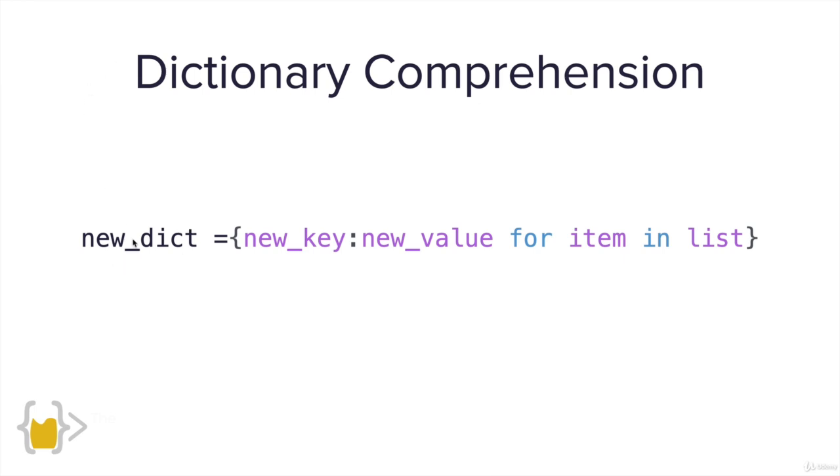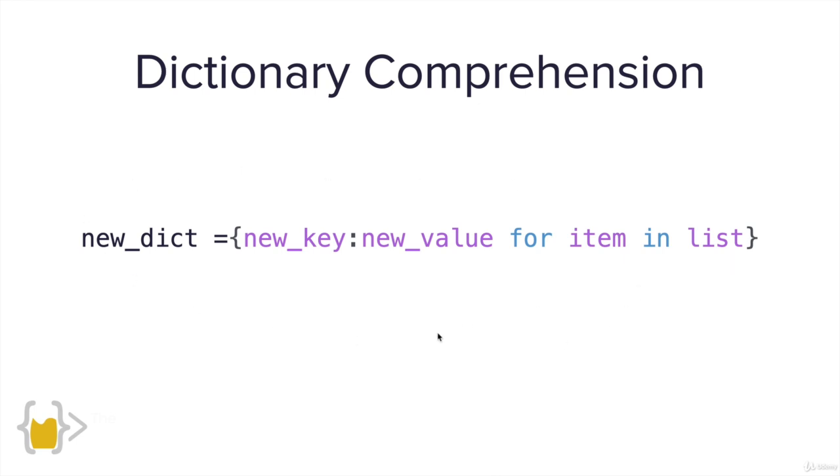We're going to create a new dictionary called NewDict, and it's going to be created using curly brackets now instead of square brackets. And inside the comprehension, we get to set the new key, the new value, and we get to loop through items in a list. So any sort of iterable, a list, a range, a string, anything you want. And this is the simplest form of dictionary comprehension. Now, remember that a dictionary comprehension is just a way of creating a dictionary using this shortened syntax.